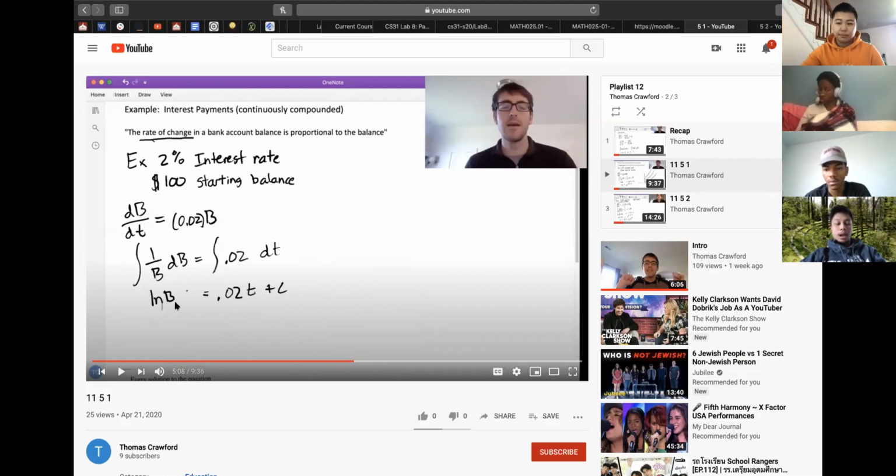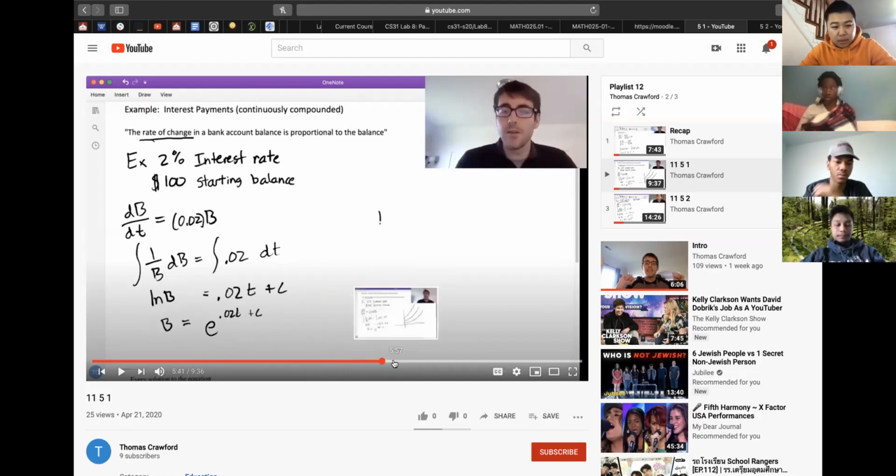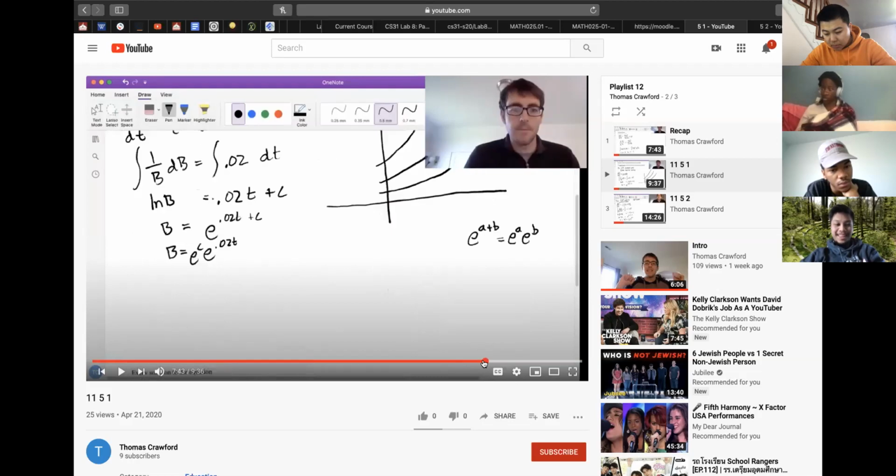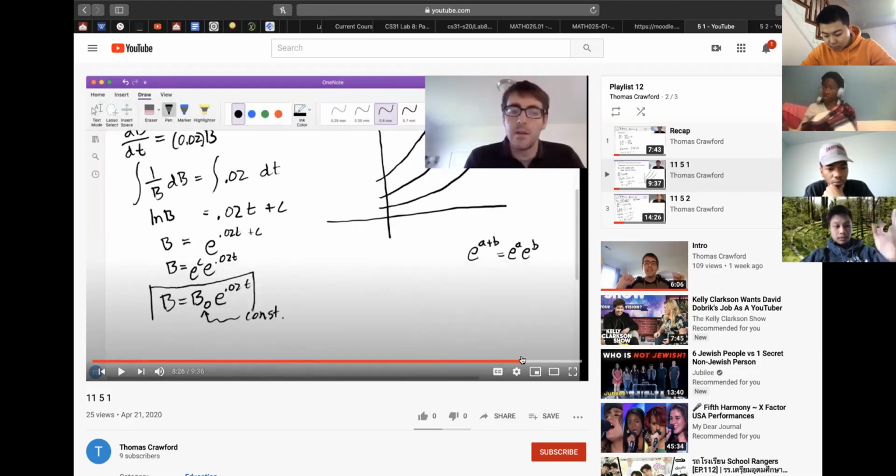So you would take the natural log of this function, and then it becomes this. And then this e function, you can rewrite it like this, and so it becomes this. But the thing is that e to the C is essentially a finite number, a constant. So you can replace it with a general variable, B0, and that's a constant that you have.